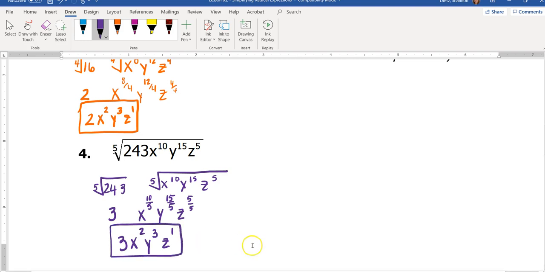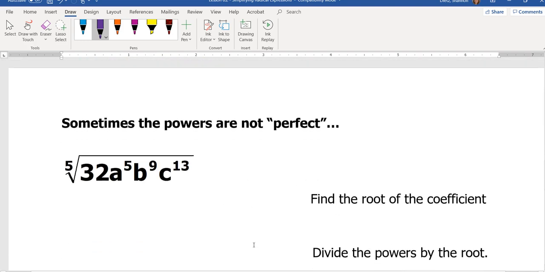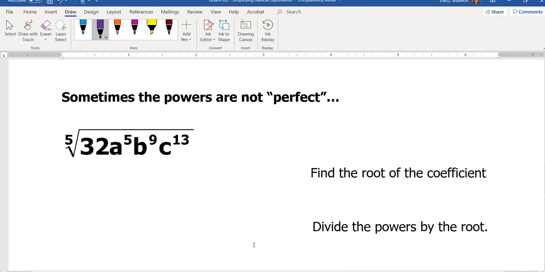Okay. All right, now I am going to move on to that back page. So sometimes you have powers that are not perfect. So I still want to go through and break this down. I still like to have the number be its own thing and focusing on my variables. So a to the 5th, b to the 9th, and c to the 13th.